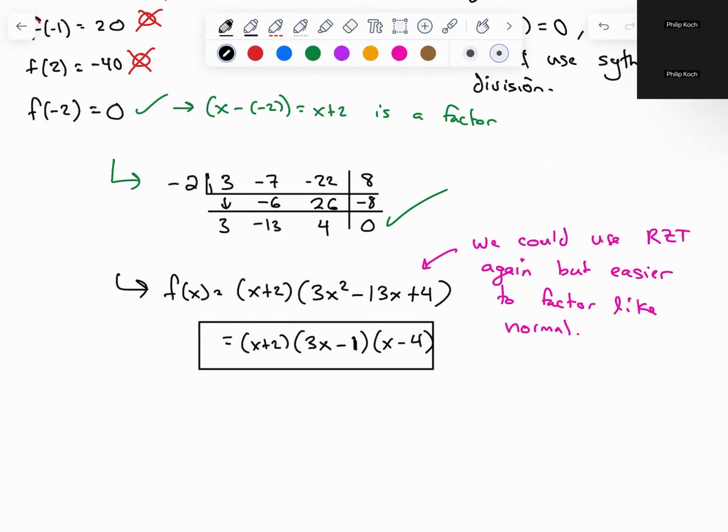If you get it down to a quadratic, don't bother using RZT again, because we know how to factor quadratics. And I promise you, if there is a question on the exam that requires you to use this fact, it will be nice and factorable. It will not be something obscenely difficult to factor in the quadratic portion of it. But that being said, if it has more than that, we'll see in the next example. Let's see the next example.